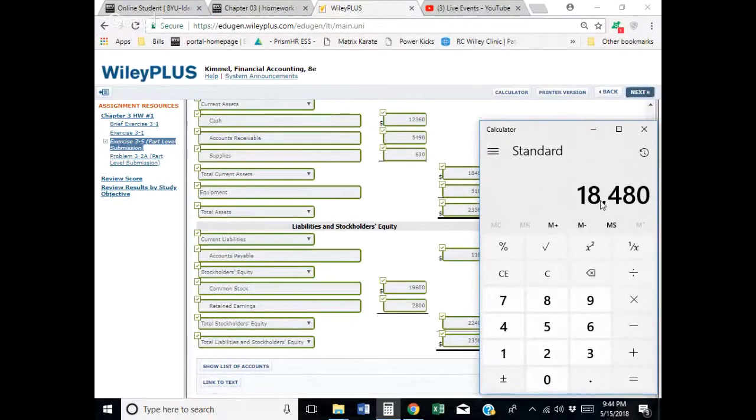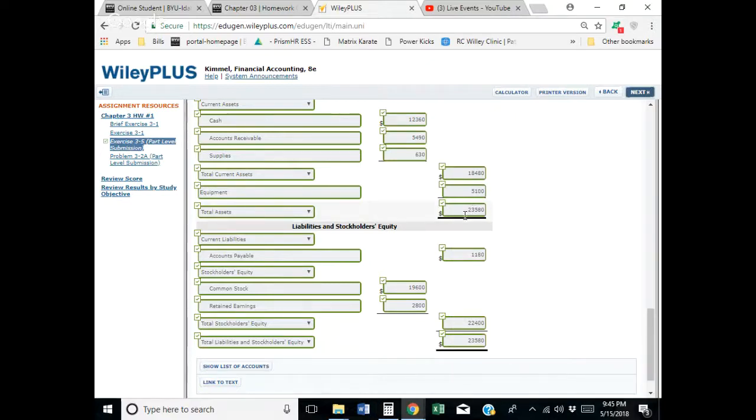Our total current assets of 18,480 plus equipment of 5,100. Total assets of $23,580. Or $23,580 right here. And you have liabilities and stockholders' equity. We list our current liabilities.